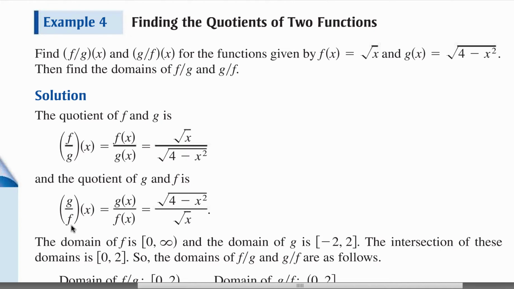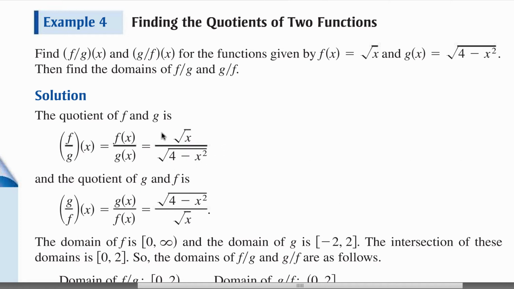g over f of x is equal to g of x over f of x, which is the square root of 4 minus x squared over the square root of x. Now, what is the domain of f? Well, the domain of f has to be all numbers that you're allowed to plug in. And this is going to require some thinking, okay? So what can you plug in?